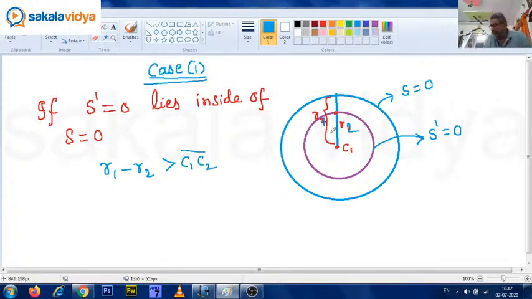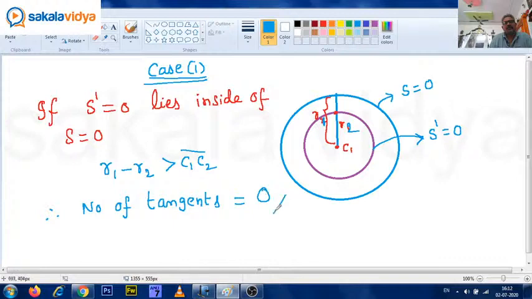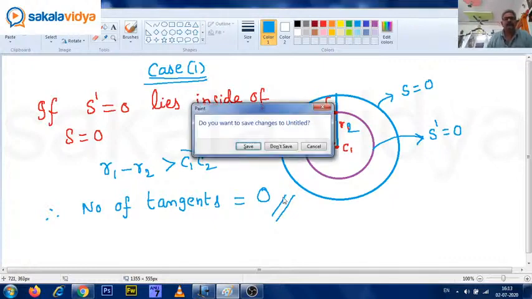Now how many tangents can be drawn here? They are concentric circles, okay? How many tangents can be drawn? The number of tangents is 0. So we cannot draw any tangent. Okay, so now let us move to the next one.